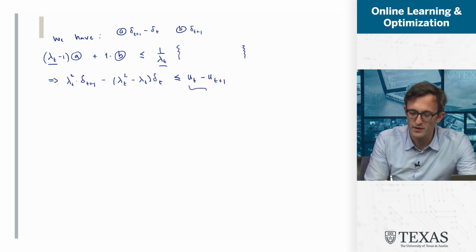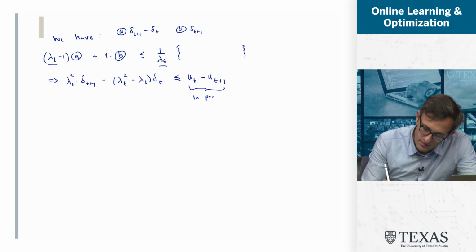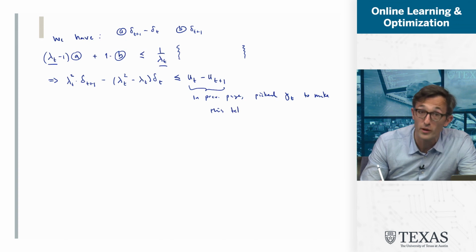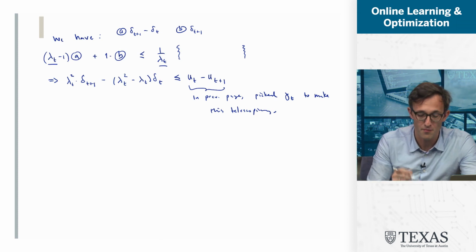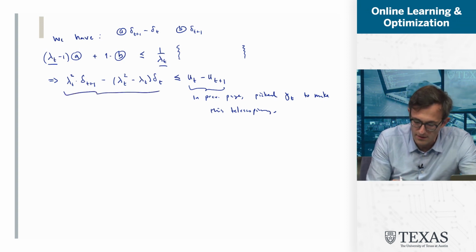So we already did all our hard work. In the previous page, I picked γ_t to make this telescoping. This is what got me to u_t minus u_t plus 1. We're going to play exactly the same game on the left-hand side. Remember, λ_t is also a free parameter. γ_t is a function of λ_t, but that still allows me to pick λ_t.